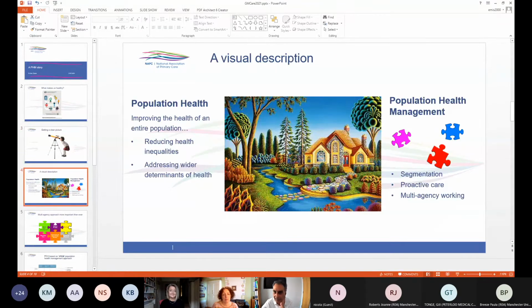So forgive me for this, but the next couple of slides are going to be slightly generic and a bit passive in terms of what I'm going to say. I just wanted to be clear about some definitions that I think myself and our team and our practices have found helpful. The first is to draw a distinction between population health and population health management. Population health is, in my view, a wider aspiration of how we improve the health of an entire population, address the health inequalities that sit within it, and address the broader determinants of health that I was referring to earlier. Joanna, does that make sense? Okay.